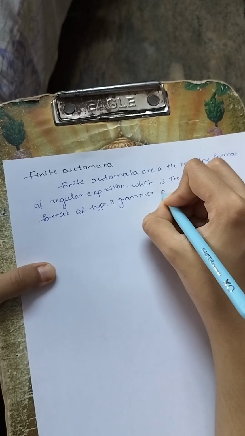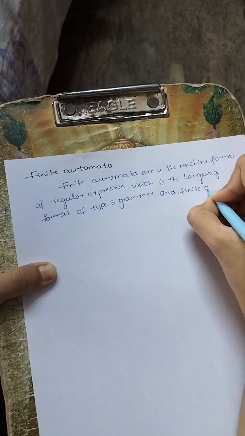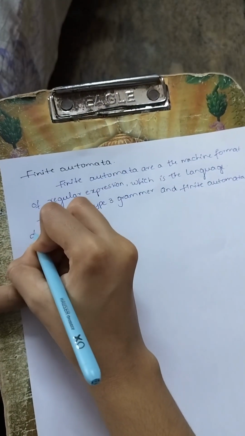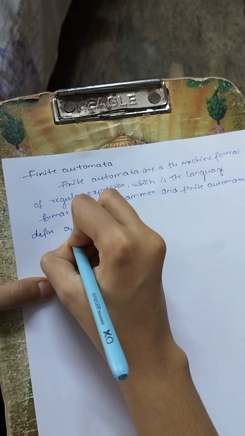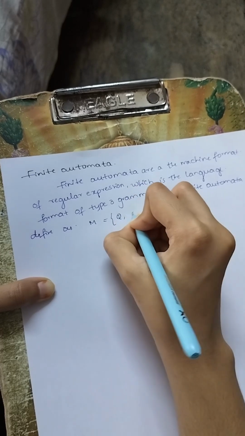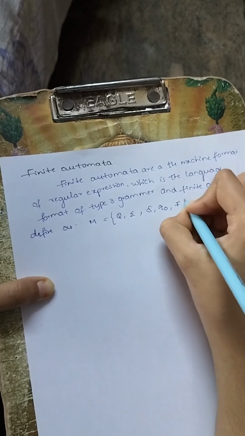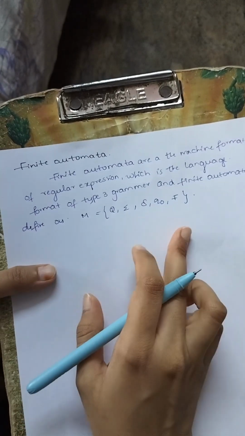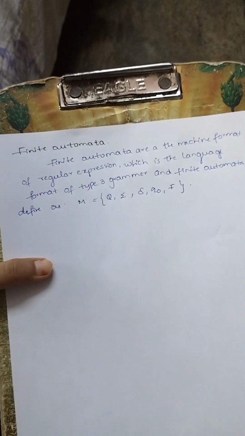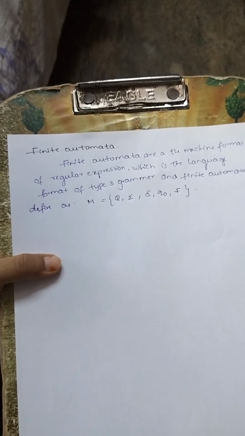And now let us see the set of the finite automata. Finite automata is defined as M of Q, epsilon, delta, Q naught and F. Here each value is represented in a different manner. So let us discuss deeply what are the Q, epsilon, delta, Q naught and F.